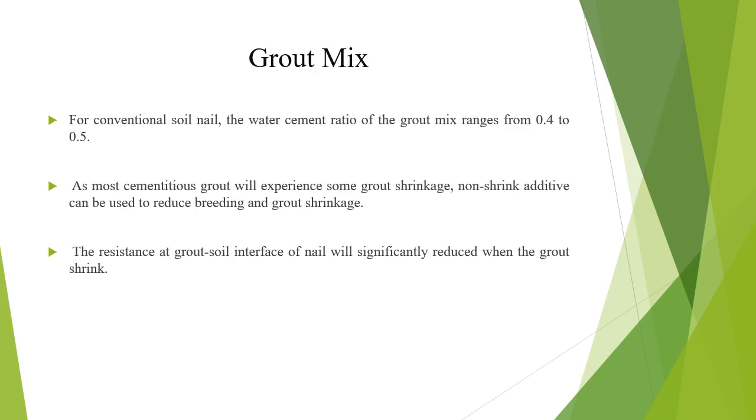Grout mix. For conventional soil nails, the water cement ratio of the grout mix ranges from 0.4 to 0.5. As most cementitious grout will experience some grout shrinkage, non-shrink additive can be used to reduce bleeding and grout shrinkage. The resistance at the grout-soil interface of the nail will be significantly reduced when grout shrinkage occurs.